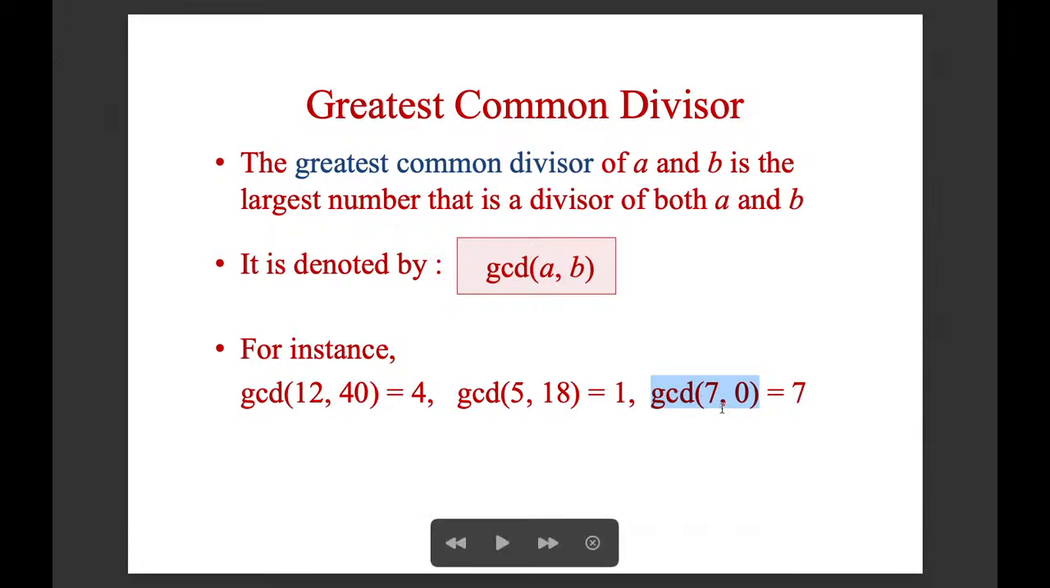Now GCD of any non-zero number with 0 is equal to that number. So GCD of 7 and 0 is equal to 7, because 7 divides 7, 7 divides 0, and it is the largest possible one. Oh, and for positive numbers here, I should say. So for instance, GCD of minus 7 and 0 will be 7.